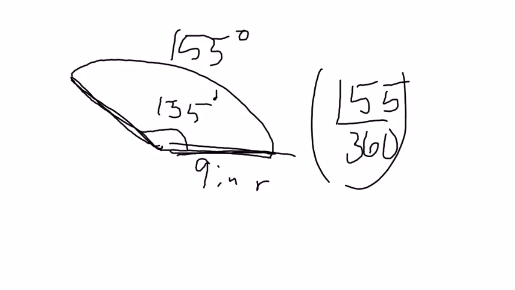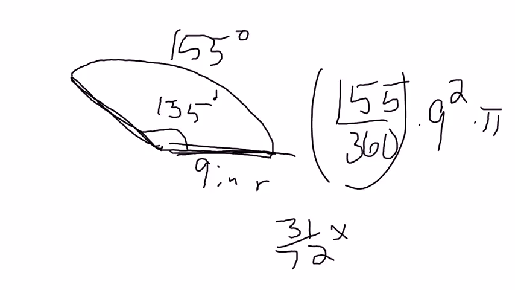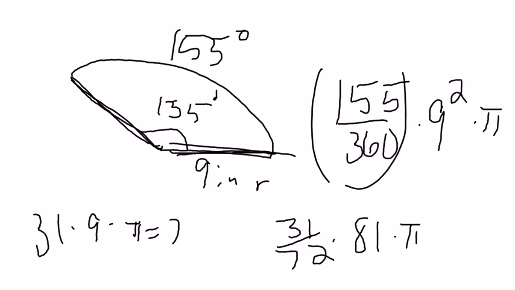So again, it's pi r squared, right? So our radius is 9, so it's going to be times 9 squared times pi. So I get 155 over 360, which is 31 over 72, times 81 times pi. So that's going to reduce down to 31 times 9 times pi, and then that's going to give me 279 pi inches squared.